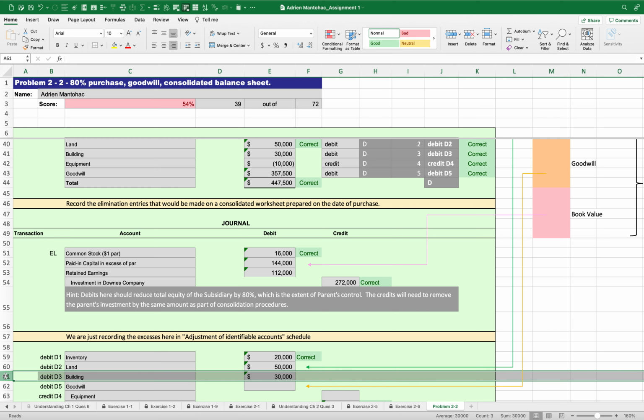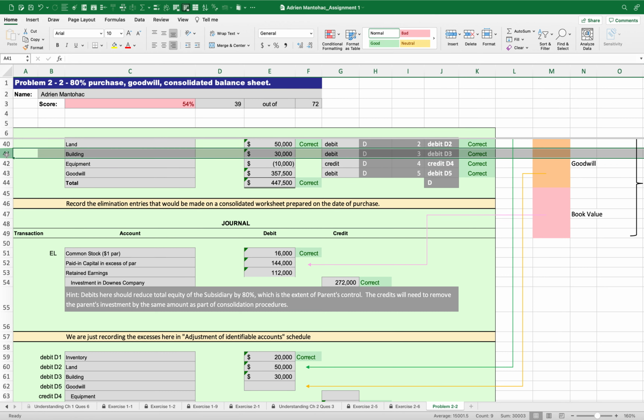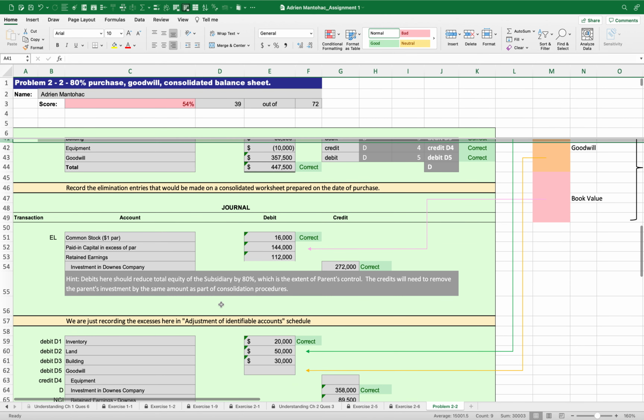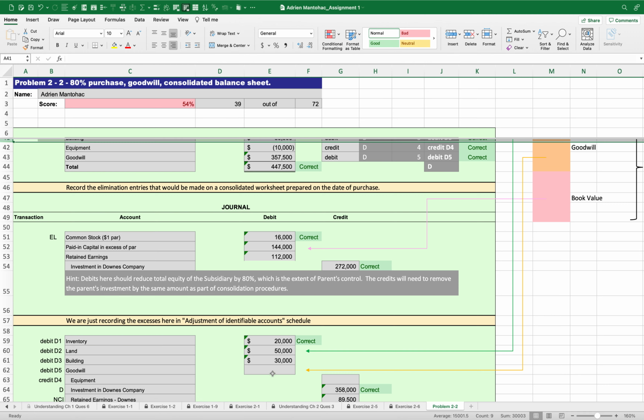That's where this line comes from. This is where it's referencing, right? So it's coming from here, which is telling us, hey, increase the building's value by 30,000 by a debit to building.